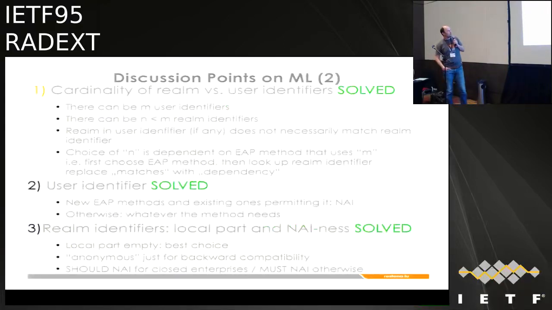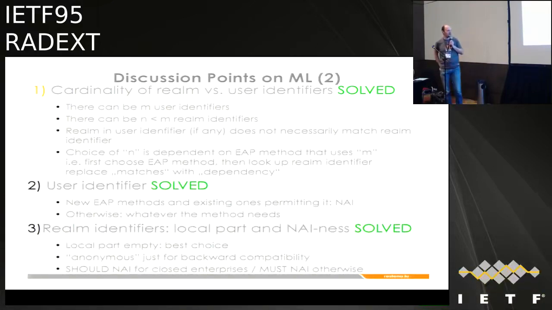Then we had an interesting discussion about what is the relationship between the realm identifier and the user identifier. One point is there are situations where you can't do with one realm identifier. You could have multiple EAP methods, and they have multiple different identifiers in the EAP methods. And there has to be some kind of link between what is inside the EAP method and what is sent as EAP response identity. This does not mean they have to be identical. They can be totally different strings. They can be totally different encodings.